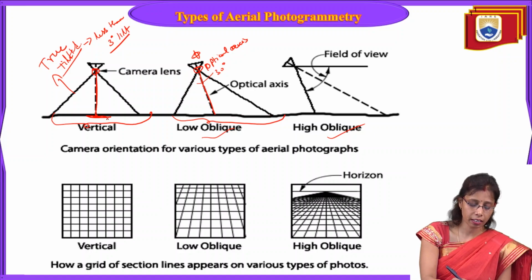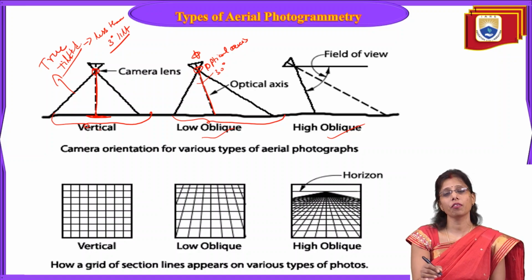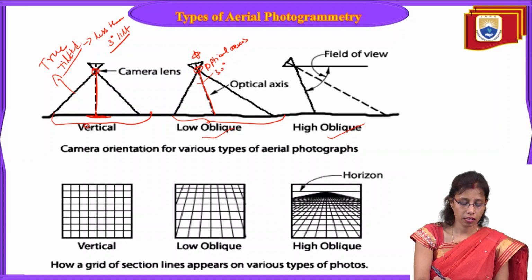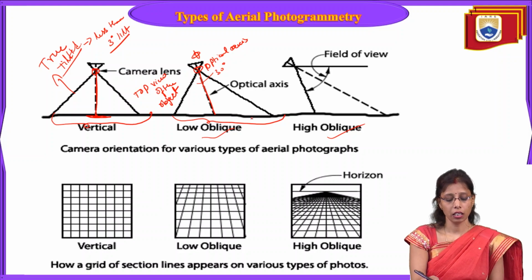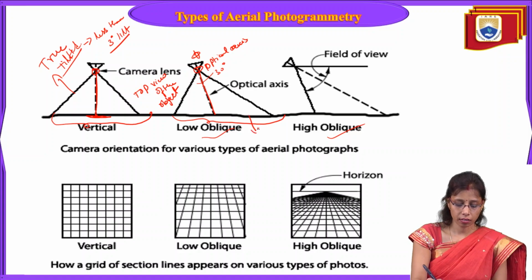In vertical, the area coverage will be exactly vertical. We can see only the top of the object. We can't see the side of the object. We can see only the top view of the object. Whereas in the low oblique photograph, we can see the side of the object and the top of the object. Only the difference here is there is no horizon.